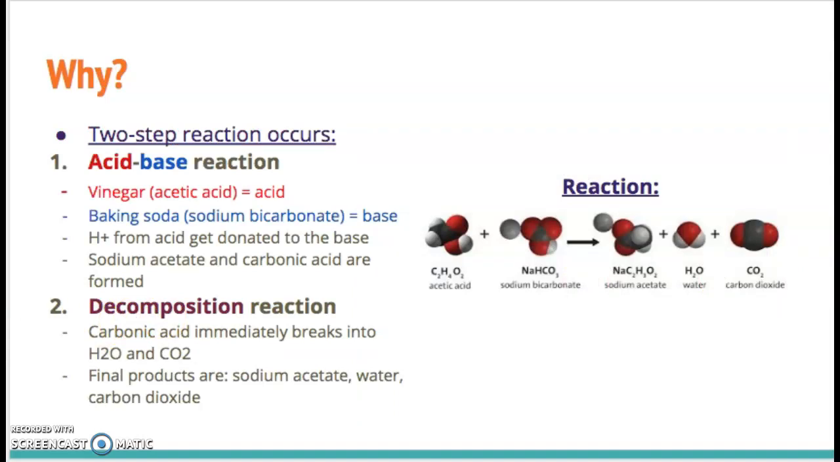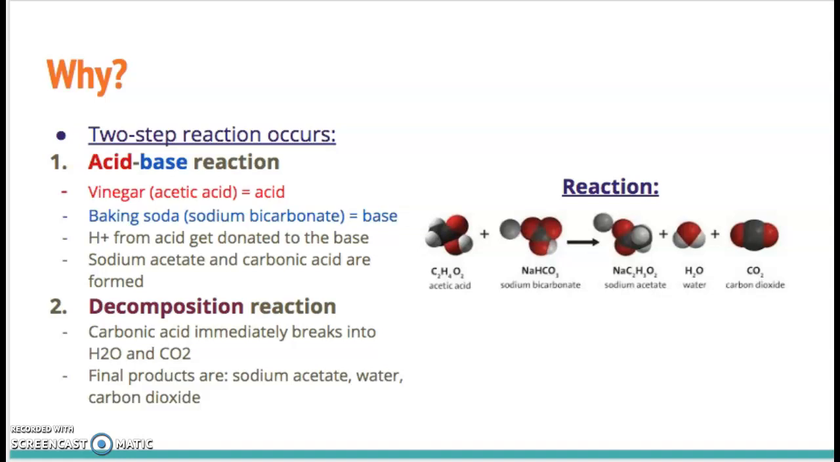So why did this happen? This is ultimately a two-step reaction, with the main focus here being the acid-base reaction. We have our acid, which is vinegar, also known as acetic acid, and we have our base, baking soda, also known as sodium bicarbonate. The protons from the vinegar get donated to the sodium bicarbonate, and this forms the products sodium acetate and carbonic acid.